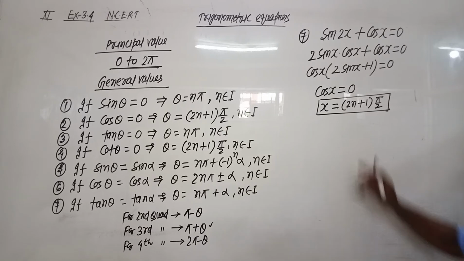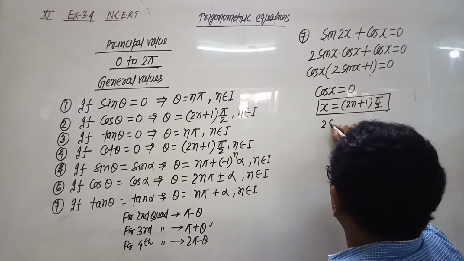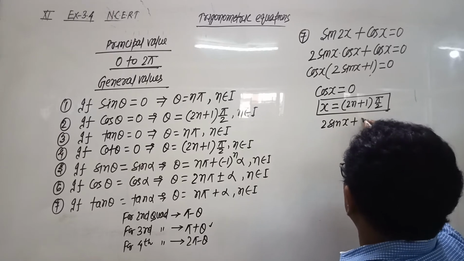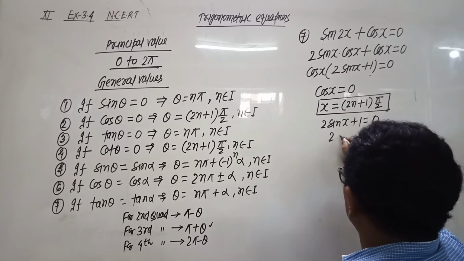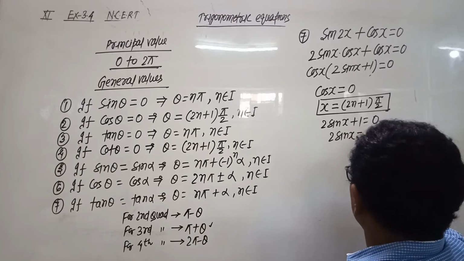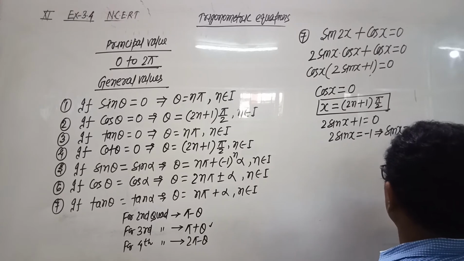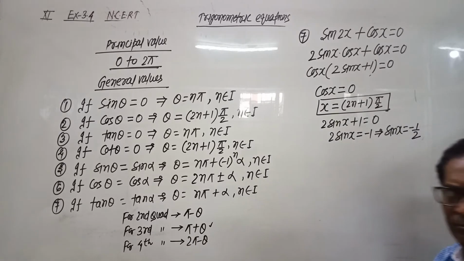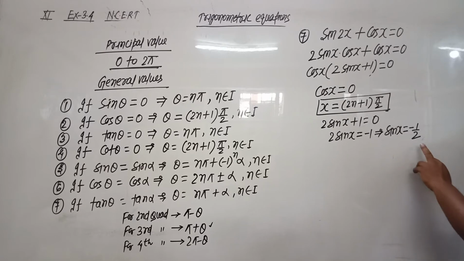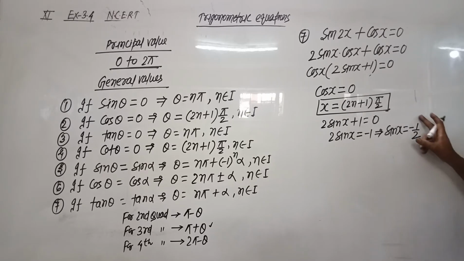Now for second, the bracket 2 sin x plus 1 equals to 0, and 2 sin x is equals to minus 1, and we get the value of sin x equals to minus 1 by 2. Now for general solution, we know that sin is negative in 3rd quadrant and in 4th quadrant. And for general solution we will take the nearest value. So the value in 3rd quadrant would be taken.